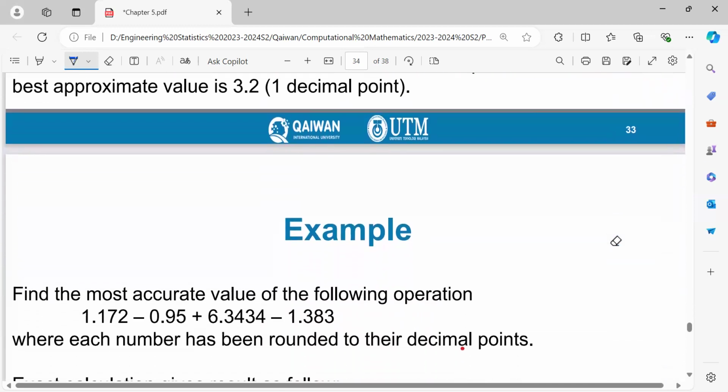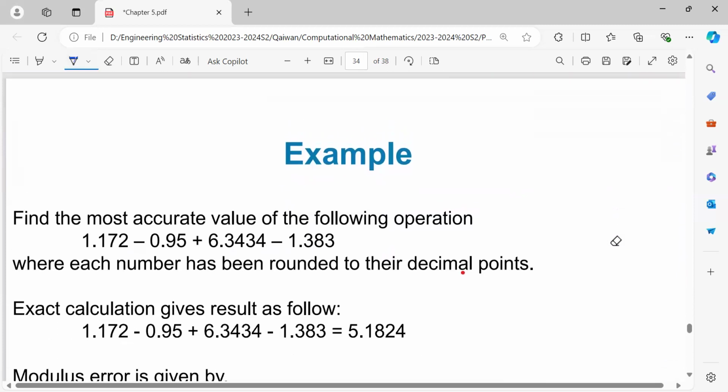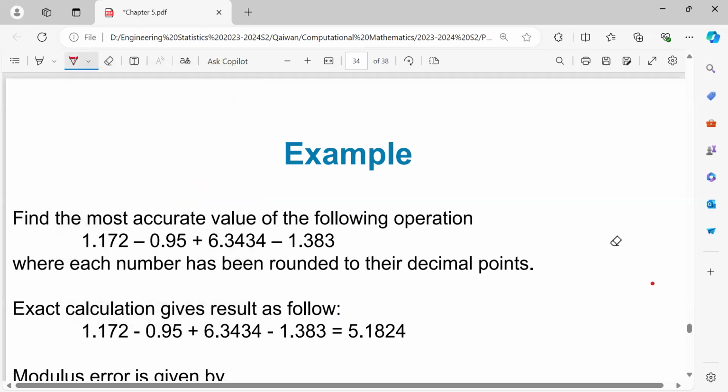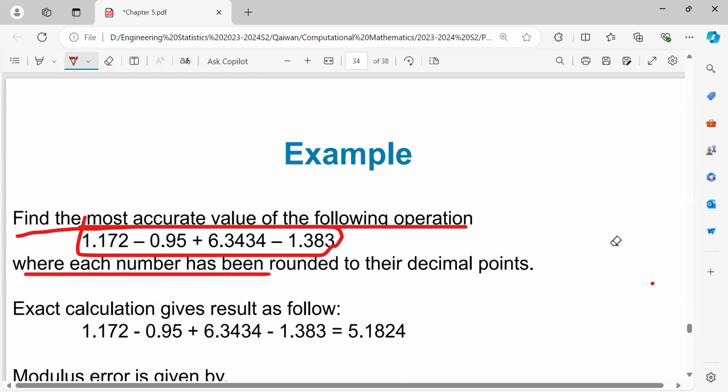I think we have this example here. It's actually a similar question to the one which we solved now. Here it says find the most accurate value for the following operation. This is our operation, where each number has been rounded to their decimal points. We just follow those 3 steps that we followed in the previous example.